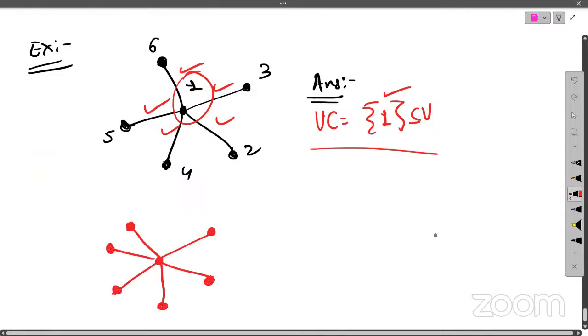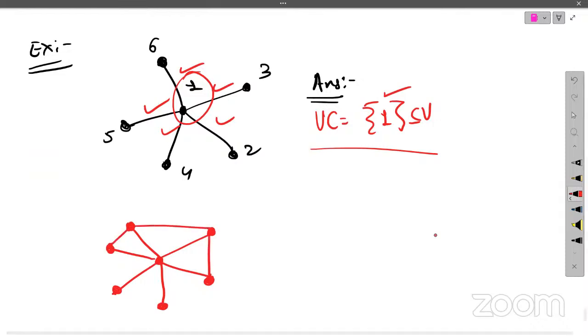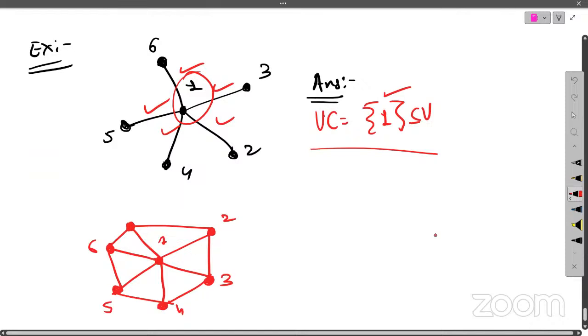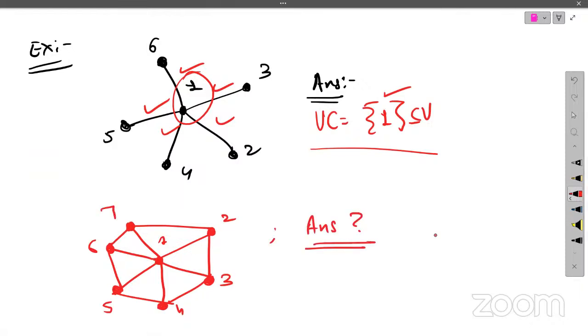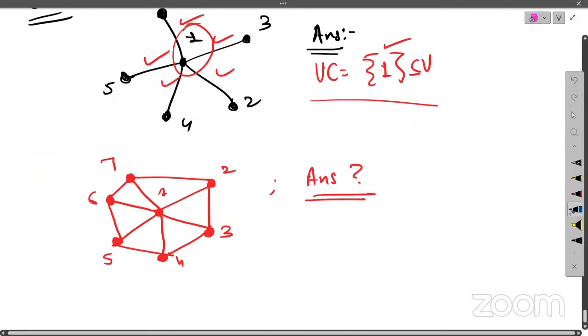So suppose we have this particular graph. Now here the answer will differ. What will be the minimum number of vertices we need to form a vertex cover? So here what will be the answer? 4, I guess. Okay, so let's try. Because again, we don't have a particular method. We just have to go by intuition.